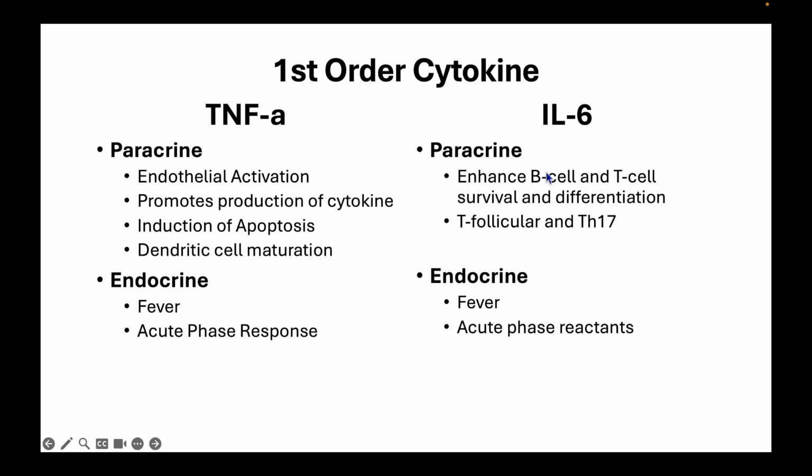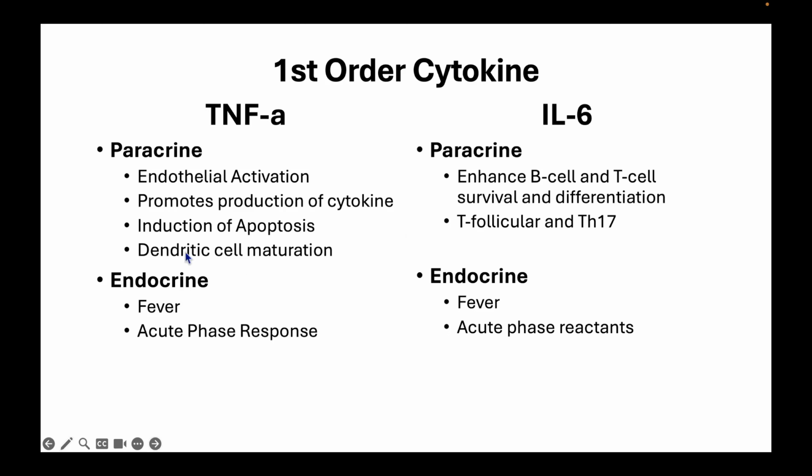So another paracrine thing that IL-6 can do is that it helps lymphocytes in survival and differentiation. And specifically, IL-6 is very good at promoting the T cell to differentiate into T follicular and T helper 17 lymphocytes, okay? So basically activating the adaptive immune system, okay, both of them.